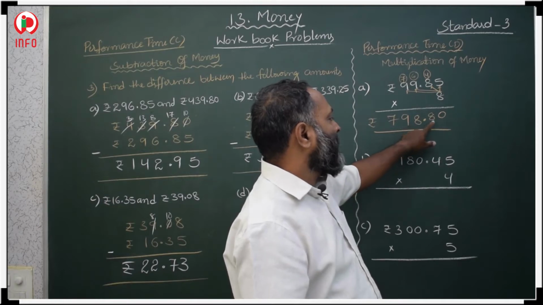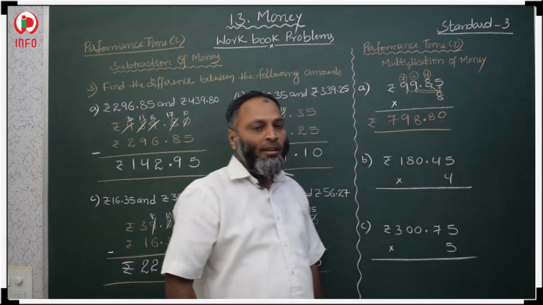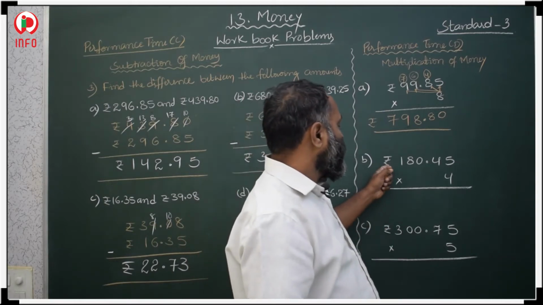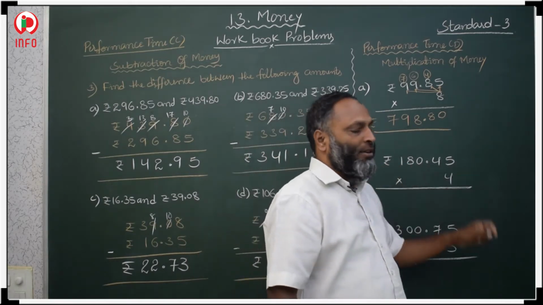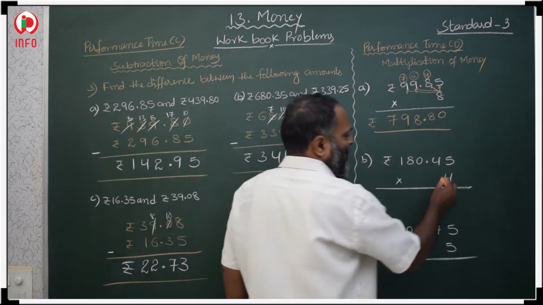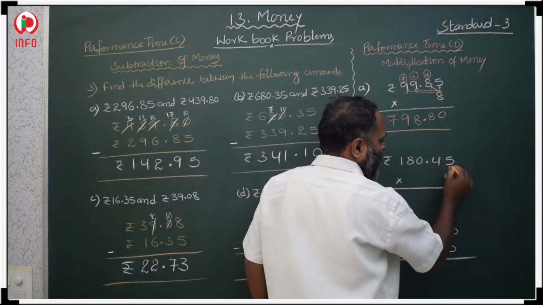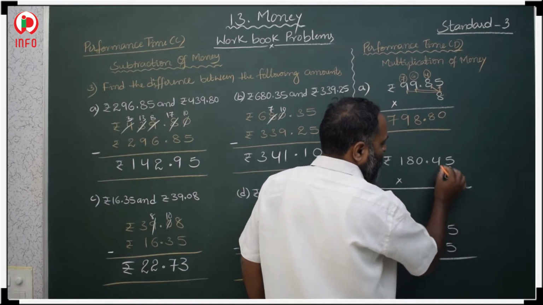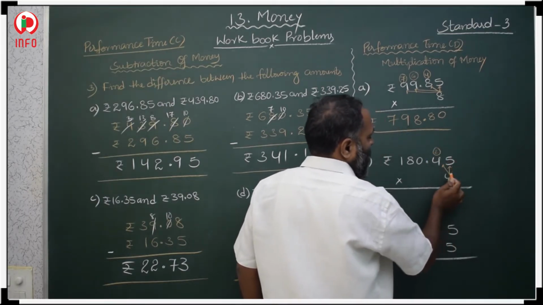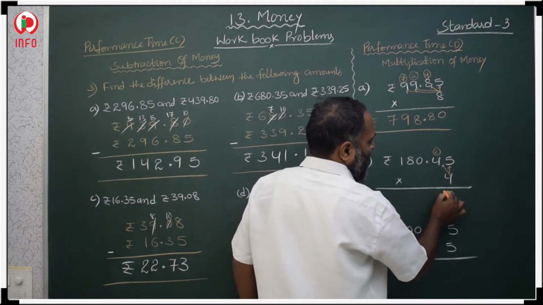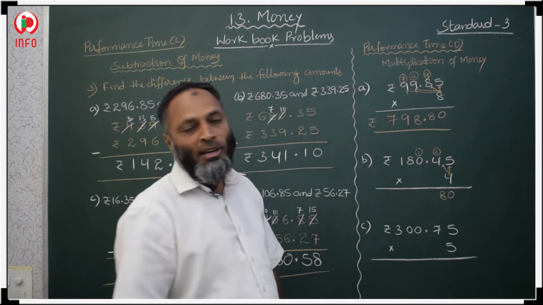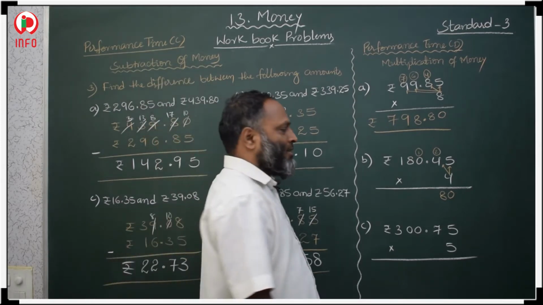798 rupees 80 paisa. Okay. The next amount, 180 rupees 45 paisa, multiply with 4. Then 4 5s are 20. 20 means 0 in ones place and 2 we should take carry over on tens place. 4 4s are 16, 17, 18. 18 means 8. And one more 1 we should take carry over on next place of rupees.